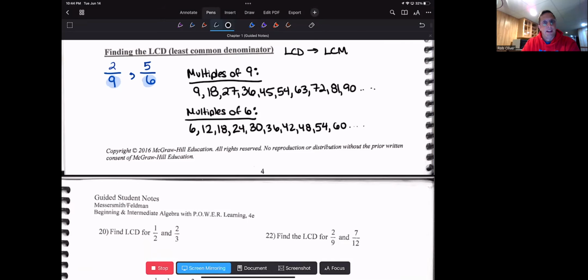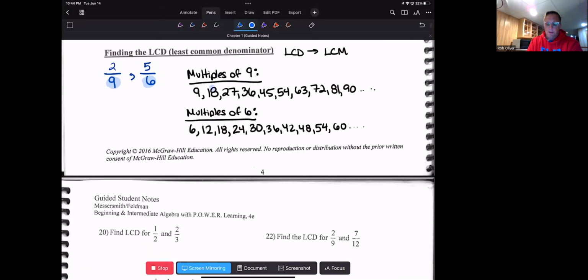Then you have less simplification. You have smaller numbers to deal with, less chances to make mistakes. So that's what we're going to do. So you might look at these and notice, okay, they both have 18 in common. They both have 36 in common. And they both have a 54.